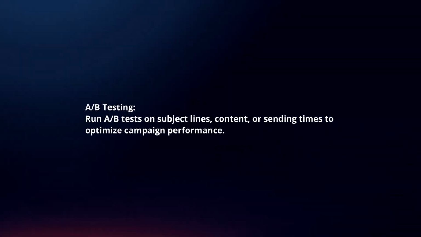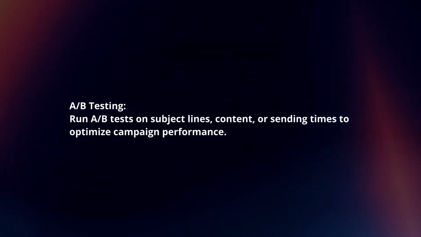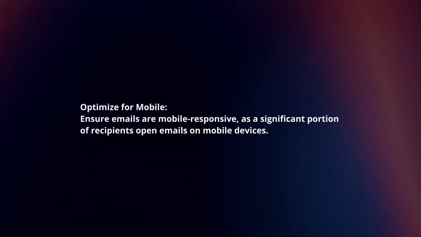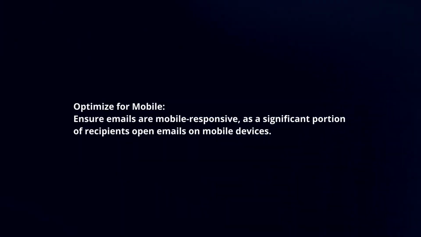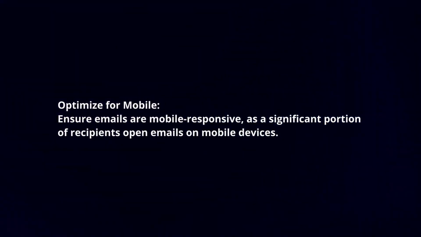A/B testing. Run A/B tests on subject lines, content, or sending times to optimize campaign performance. Optimize for mobile. Ensure emails are mobile responsive, as a significant portion of recipients open emails on mobile devices.